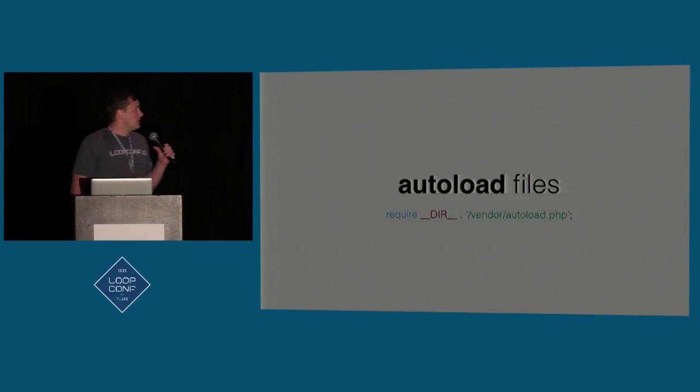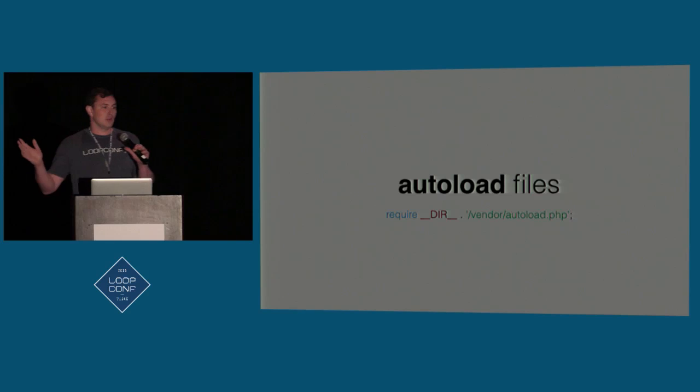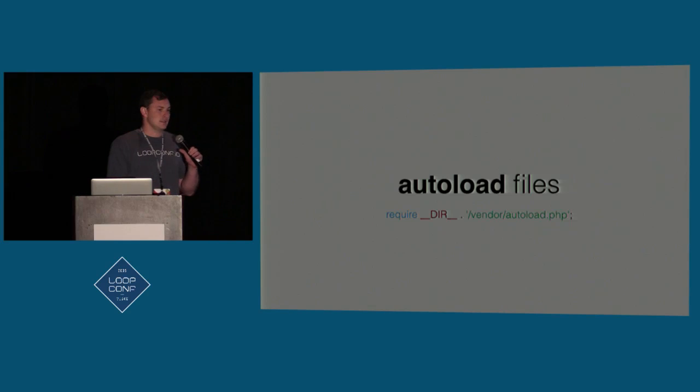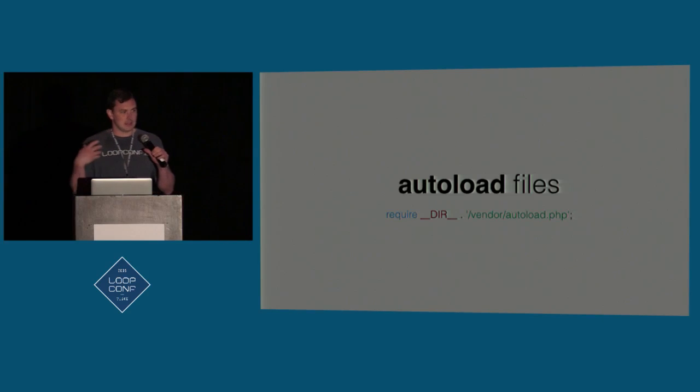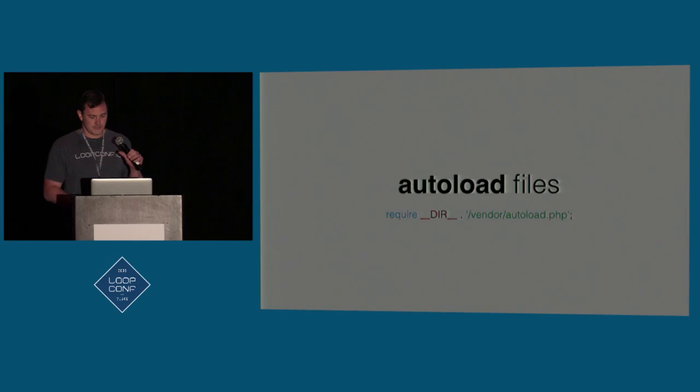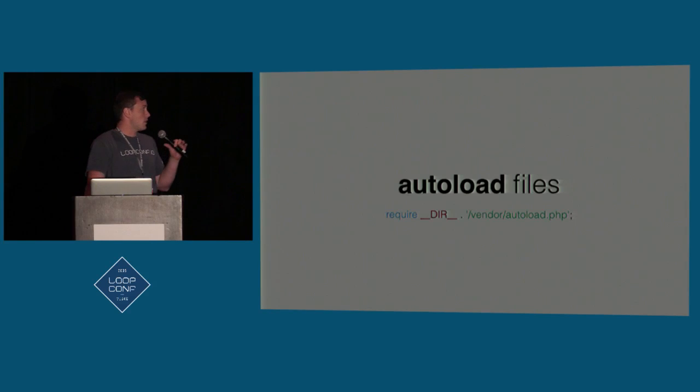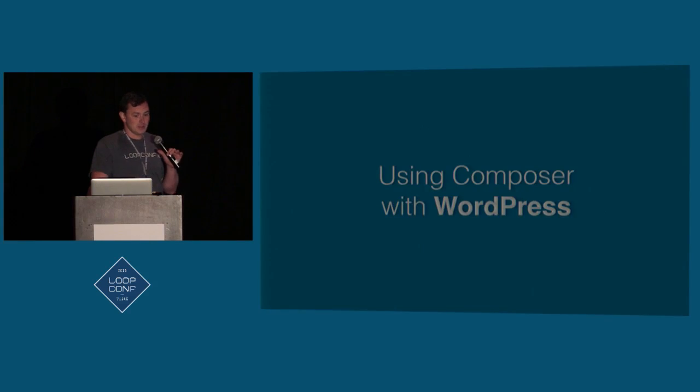And then all you need to do is in that vendor directory, it creates an autoload file for you. And you can just require this one file, and it will load up all of your libraries at once and allow you to immediately start coding against those libraries. So then the question of the hour is, how does this work with WordPress?